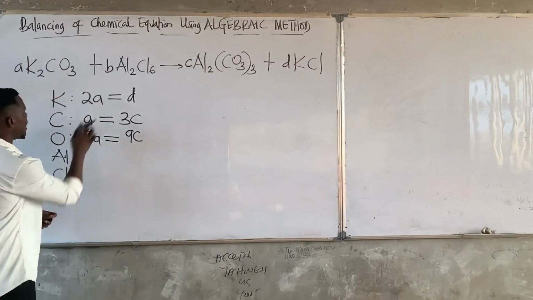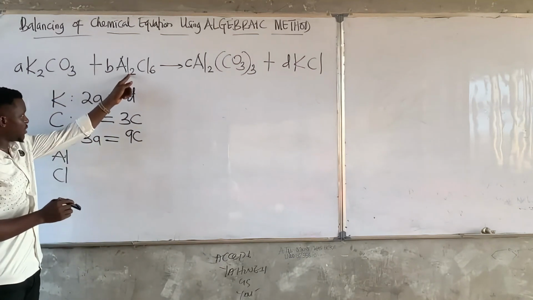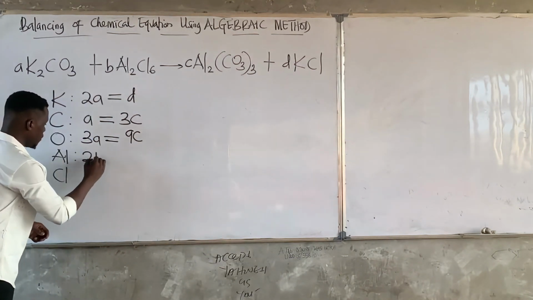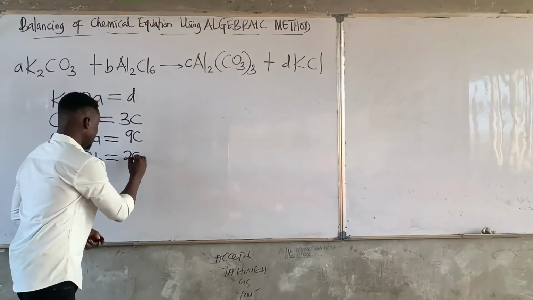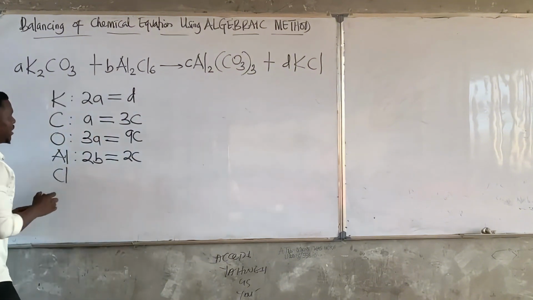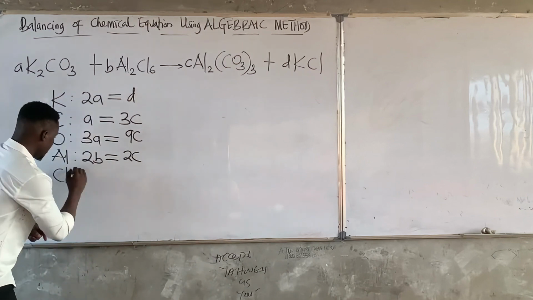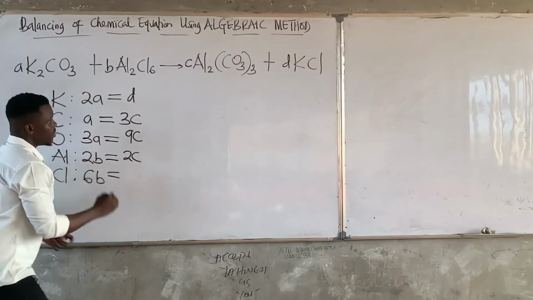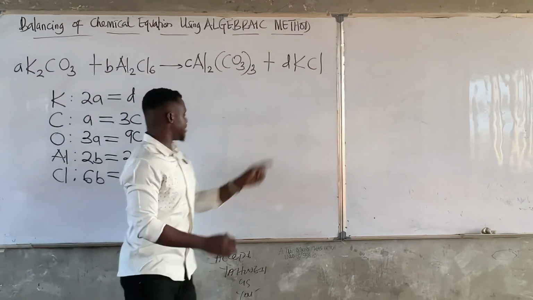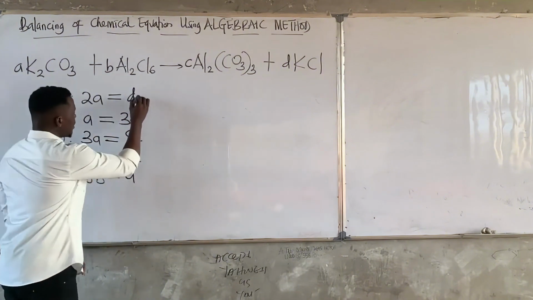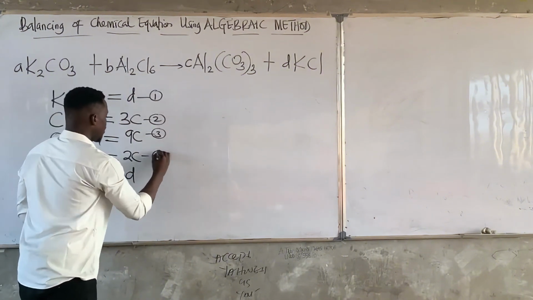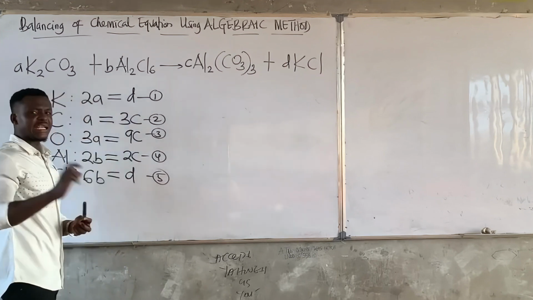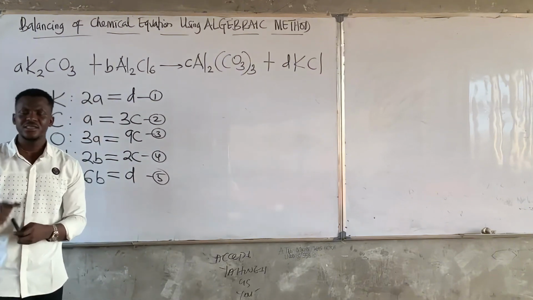Now we move down to aluminum. Aluminum is 2 here, 2 times B is 2B. Here, 2 times C is 2C. For chlorine, chlorine is 6 times B, 6B. Chlorine here is 1, 1 times D, D. This is equation 1, this is 2, this is 3, this is 4, and this is 5.